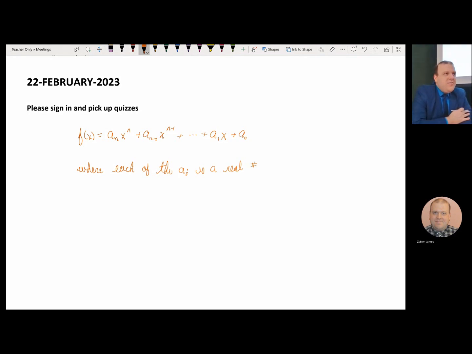Each of the a_i is a real number. Those are called the coefficients. And then a_n, a_(n-1), and then plus a_1, and then a naught.